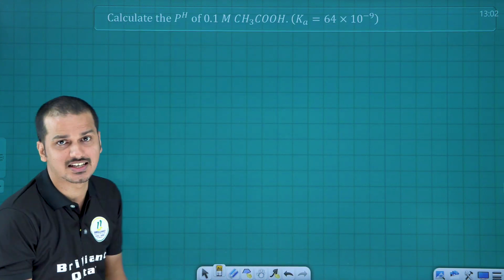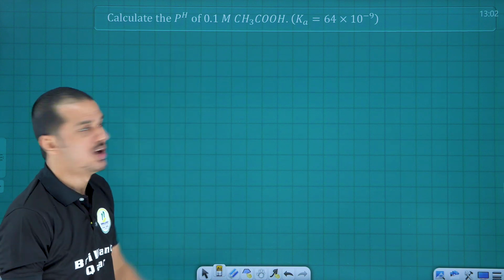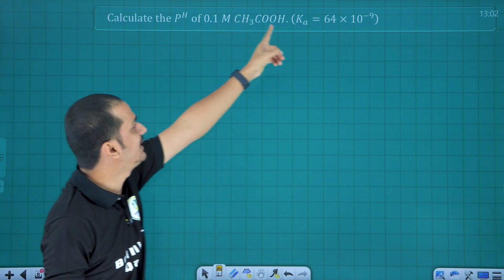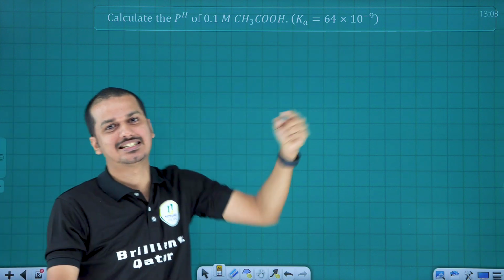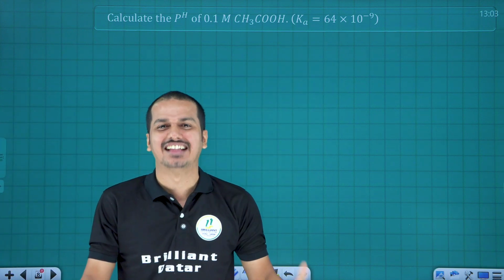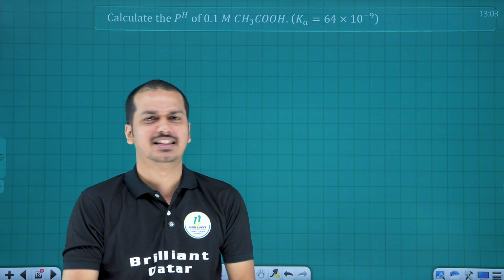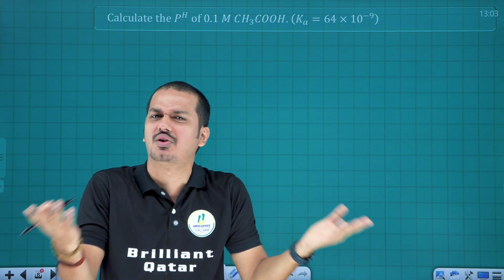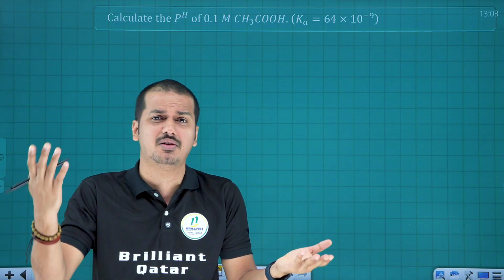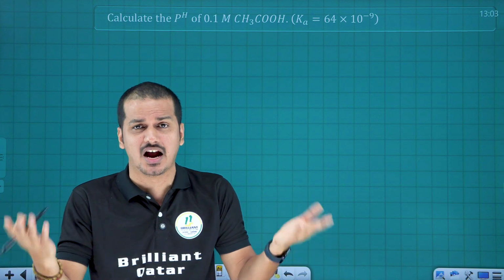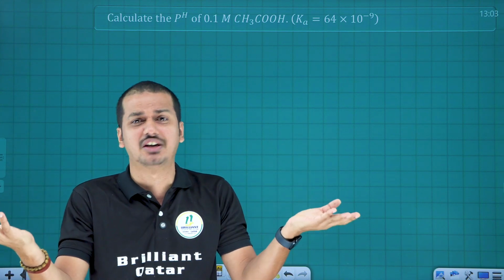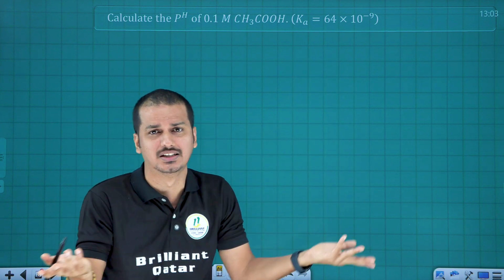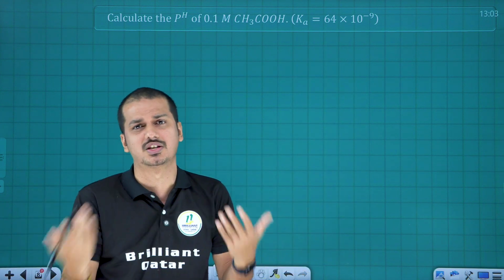This is the question they are asking. Calculate the pH of 0.1 molar acetic acid. The Ka value is given. Whenever they give Ka, at that time itself you must know that it is a weak acid. In the case of a strong acid, there is no need of a Ka value or alpha value, because alpha will be 1, I mean 100% completely dissociated. They cannot form an equilibrium constant. Equilibrium constant is only for a reversible reaction.